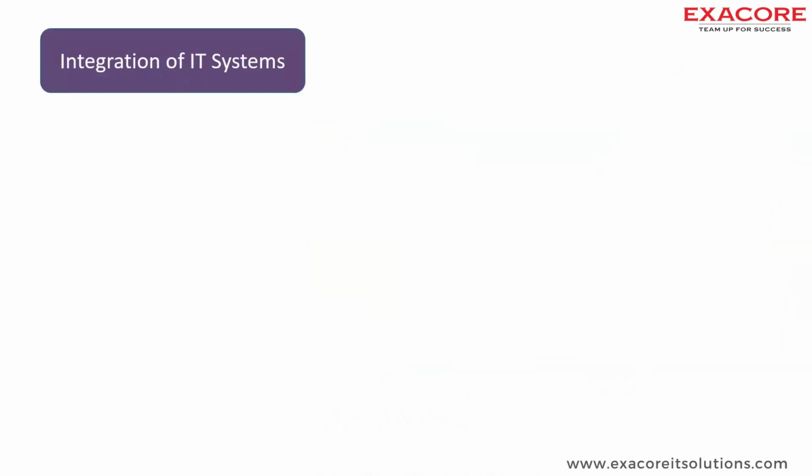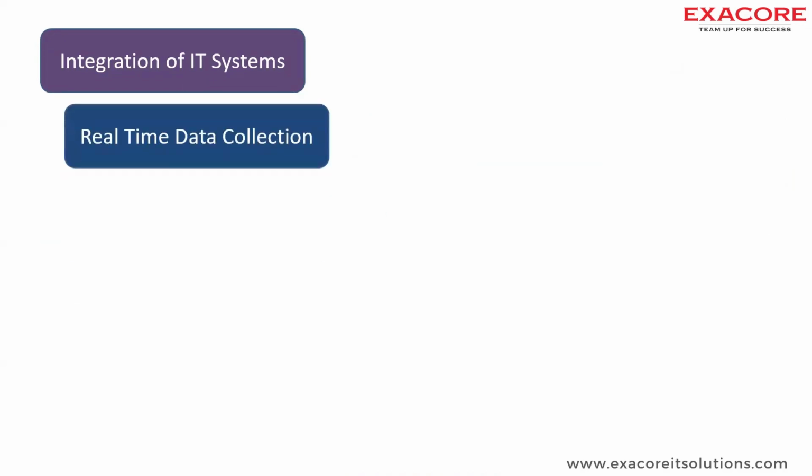To achieve these, the key elements of a closed-loop manufacturing system would be, first of all, integration of their IT systems. Every organization now depends on multiple systems like ERP systems, MES systems, PLM systems, and other enterprise systems. Integrating all these systems together to ensure seamless data flow and communication is one of the key elements of closed-loop manufacturing.